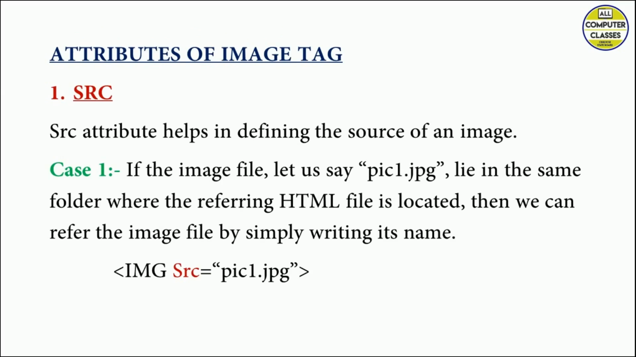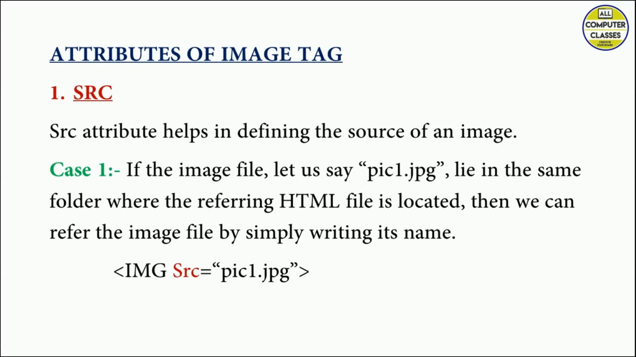The image tag is used with the src attribute, right? This is an image tag. src stands for source. So source will be having a value. Source is an attribute, so certainly it will be having a value. That's how it is written in double quotes, and that value is the name of the picture that you want to insert, right?